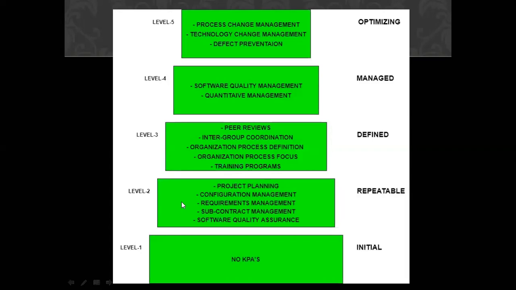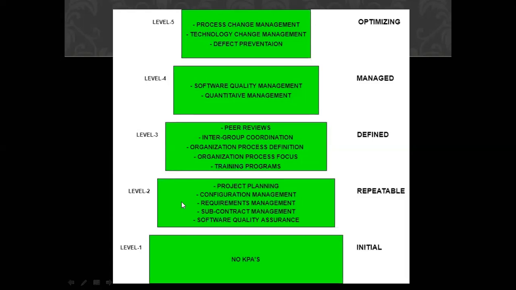So in the repeatable level, the key process areas you have to remember are planning of project, configuration, performance, maintenance of performance, that is configuration management, requirement management, modified requirements, initial requirements, subcontract management, where third party involvement starts, and software quality assurance, that means following some rules and guidelines.